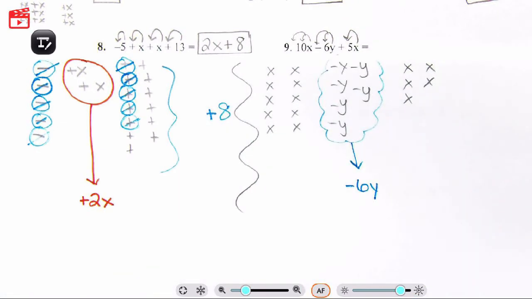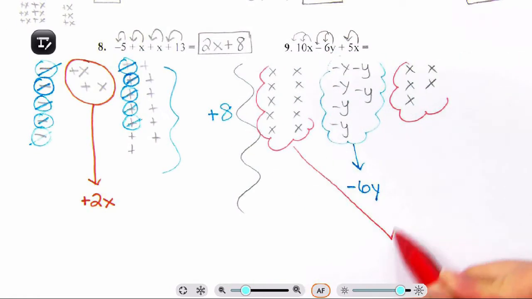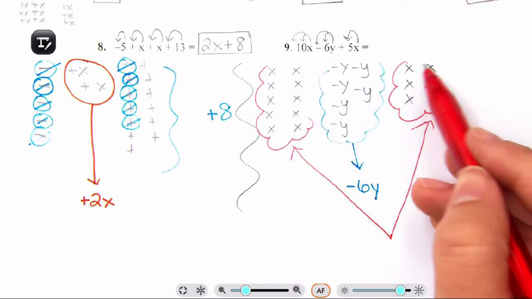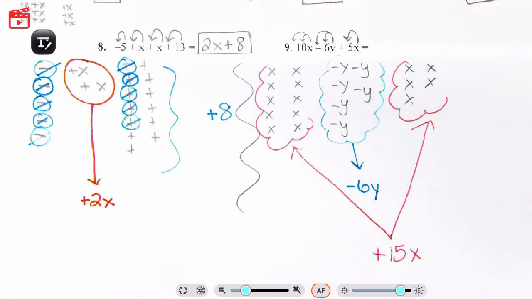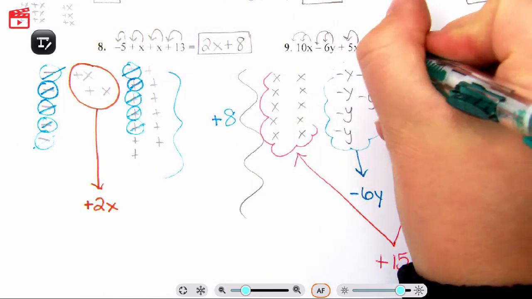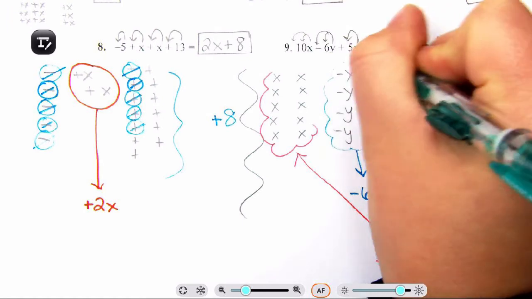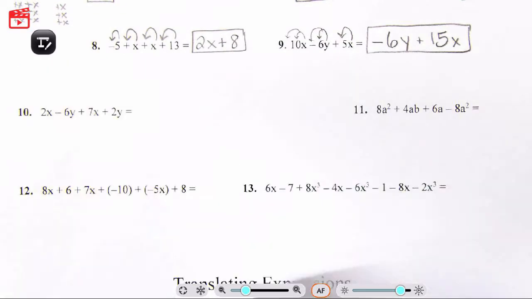However, I do have x's in 2 locations. I have x's here, and I have x's here. So let's go ahead and combine our x's. I have 1, 2, 3, 4, 5, 6, 7, 8, 9, 10, 11, 12, 13, 14, 15 x's that are all positive. So how does my answer look like? My answer can look multiple different ways, but I'm going to choose to write my y's first. So I have minus 6 y's, and I have 15 x's. You can put the 15x first. It doesn't matter.